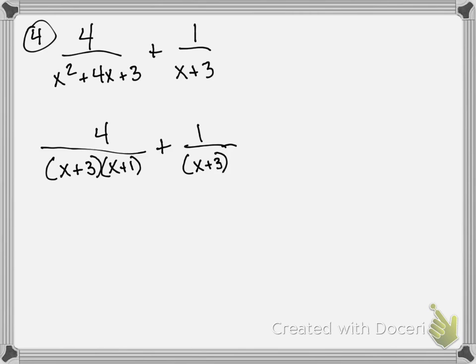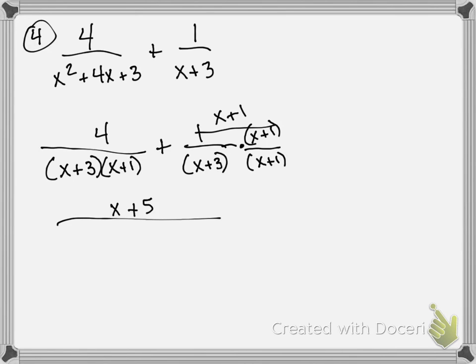What is this second one missing? x plus 1. So what does that turn into? Just x plus 1 up here, right? So 4 plus 1, you get x plus 5 in the top, x plus 3 and x plus 1 in the bottom.